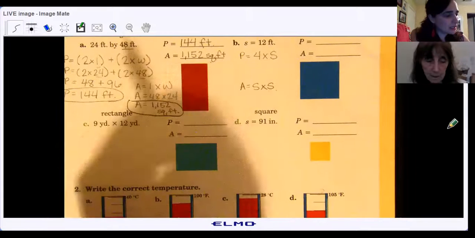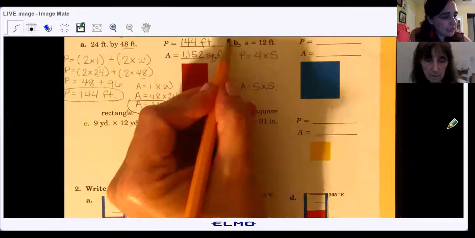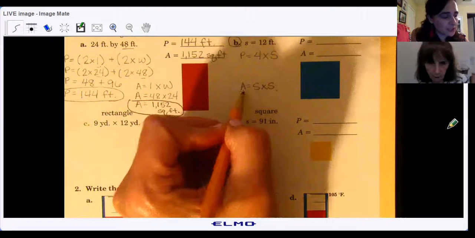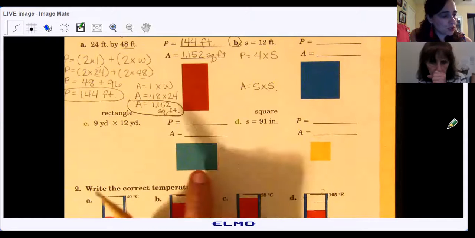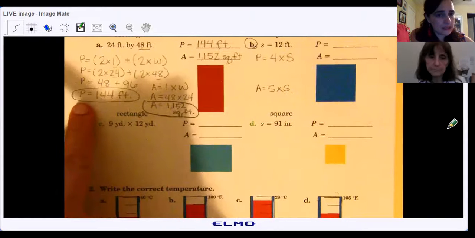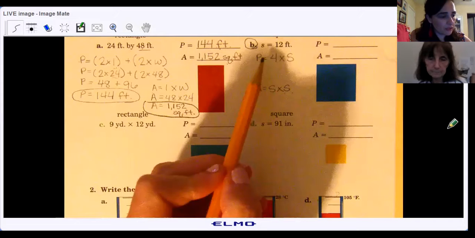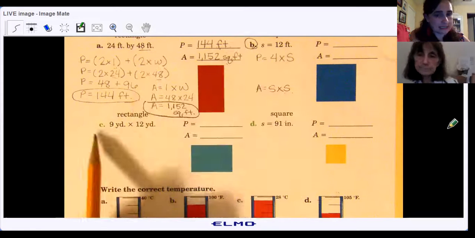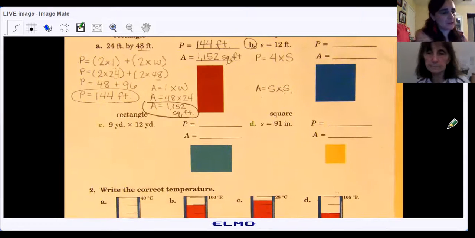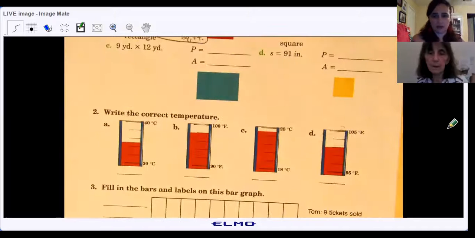Okay, so you guys are going to complete B, and we gave you your formula here. You should be able, so you have the rectangle formulas. There's your rectangles. There's your square formulas. You should be able to do C and D. Okay, Mrs. Biggs, sorry, I wasn't able to mark that when you said it earlier.